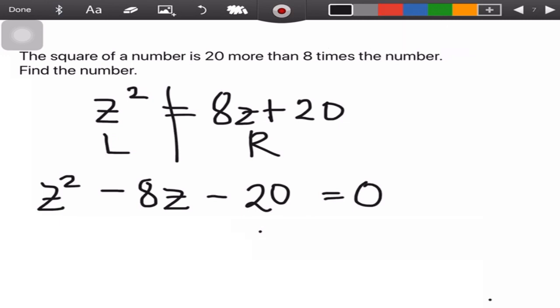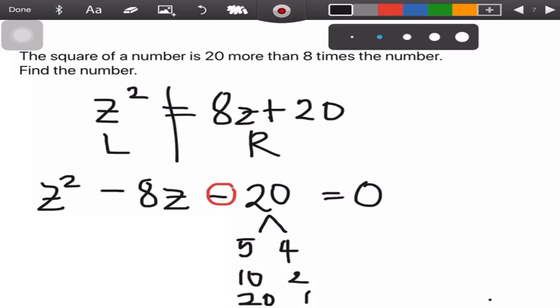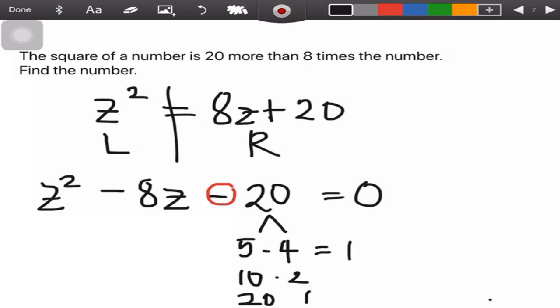First, list down all the factors of 20. So we have 5 times 4, 10 times 2, 20 times 1. Since our third term in the general trinomial is negative, we will subtract the factors. So we have 5 minus 4, that is 1. 10 minus 2, that is 8. 20 minus 1, that is 19. So 10 and 2 will give us the middle term. So we will use 10 and 2.